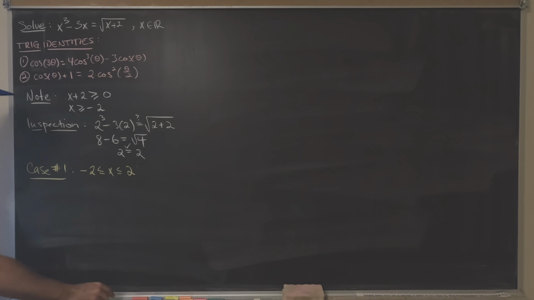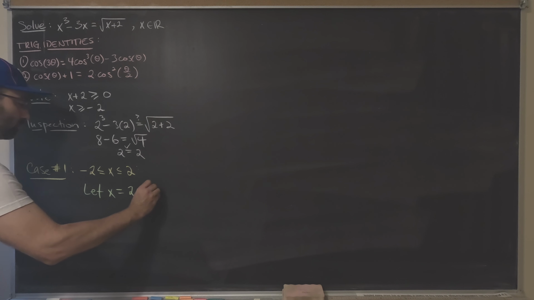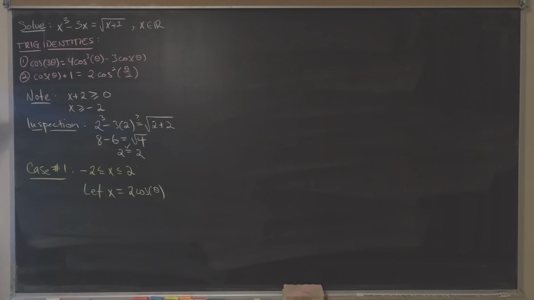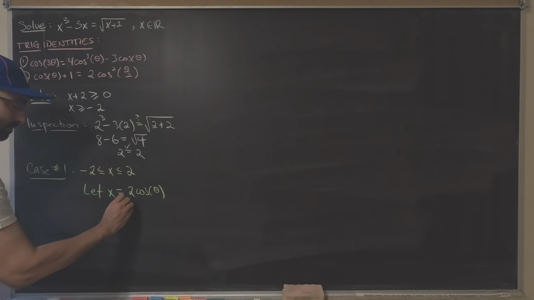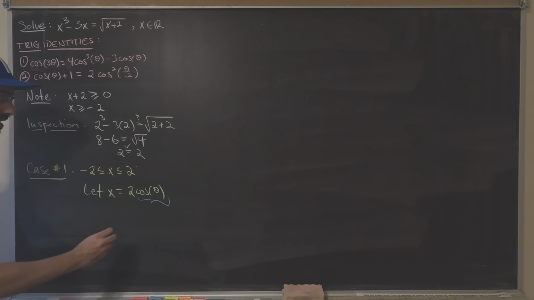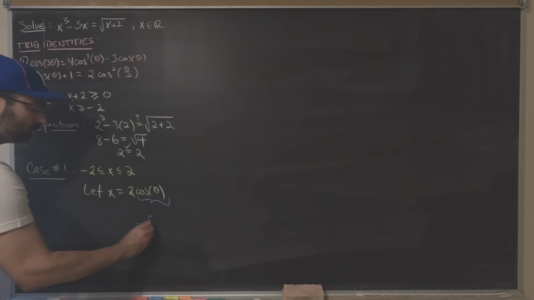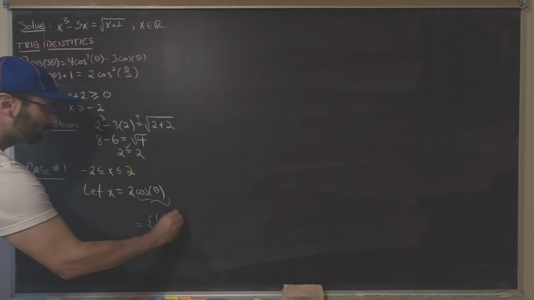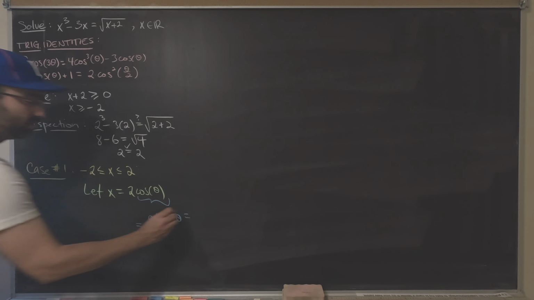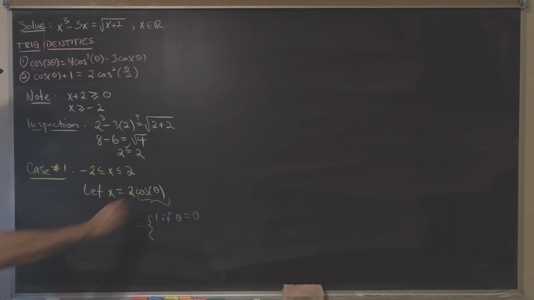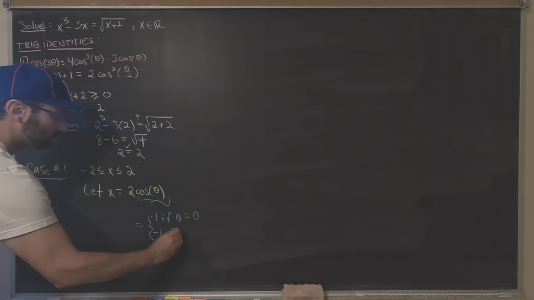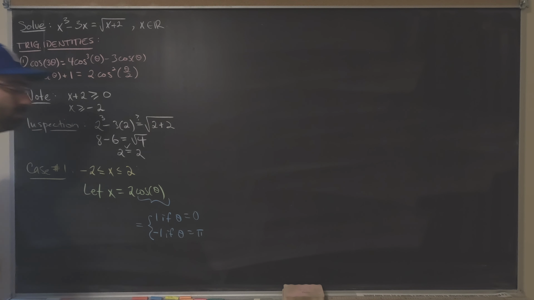But here's where we're going to make our trig substitution. We're going to let x be 2 cos of theta. But how do we ensure that 2 cos of theta remains between negative 2 and 2? Well, cos of theta equals 1 if theta is 0. And cos of theta equals negative 1 if theta is pi.